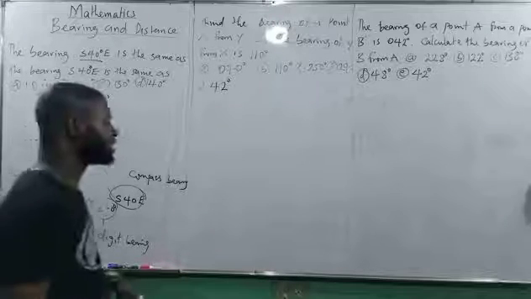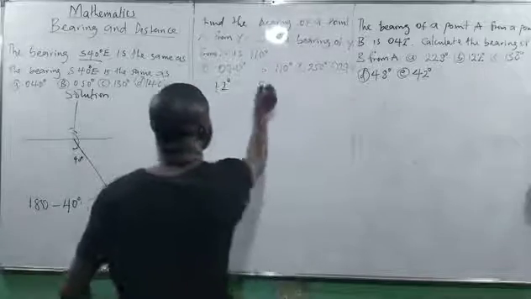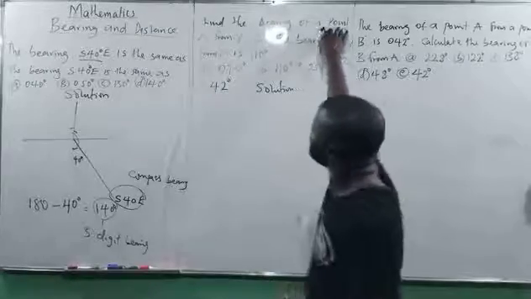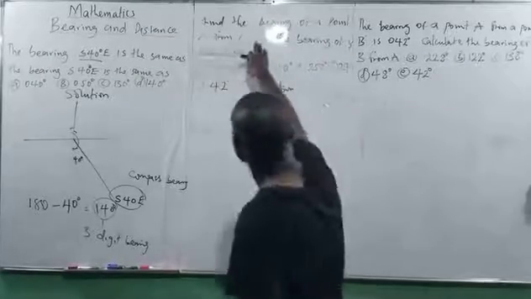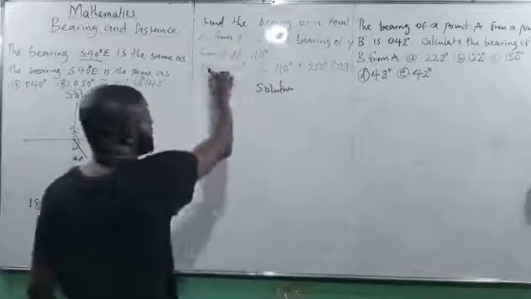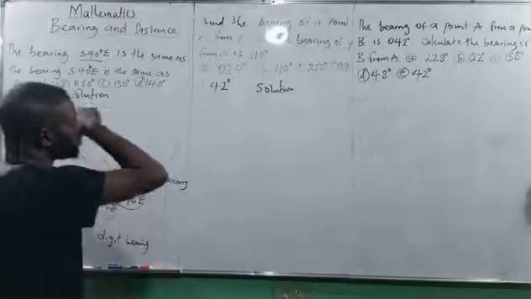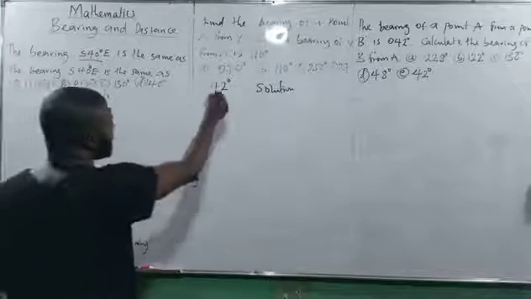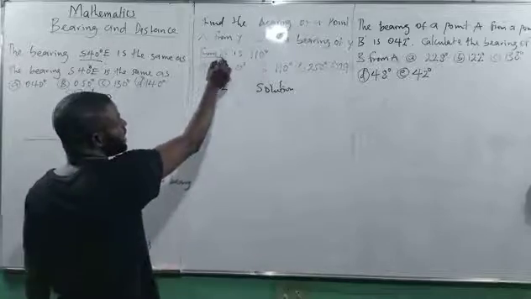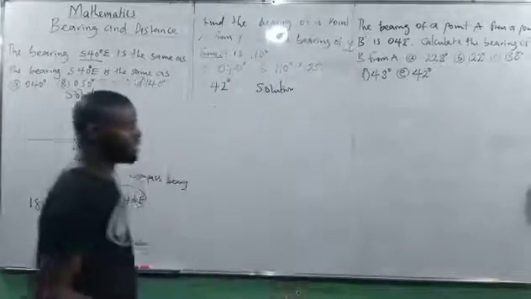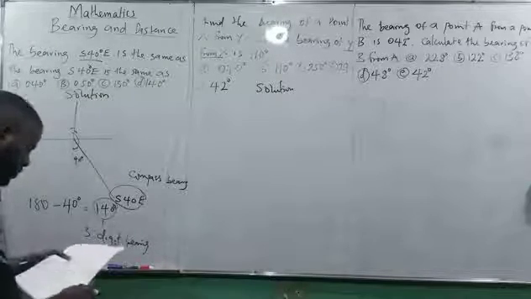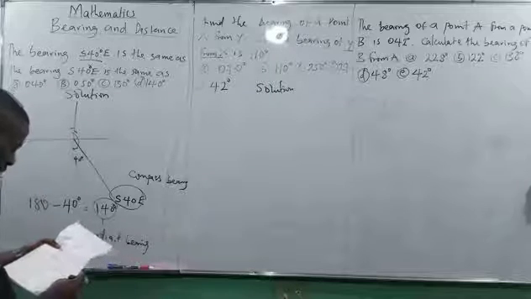Because I've explained this in the previous video, now the solution to the second one: find the bearing of the point X from Y, if the bearing of Y from X is 110 degrees. At this point, this is your observer and this is your object. Please, when you hear the word from, that is very important, because many students normally run into a lot of trouble from that.